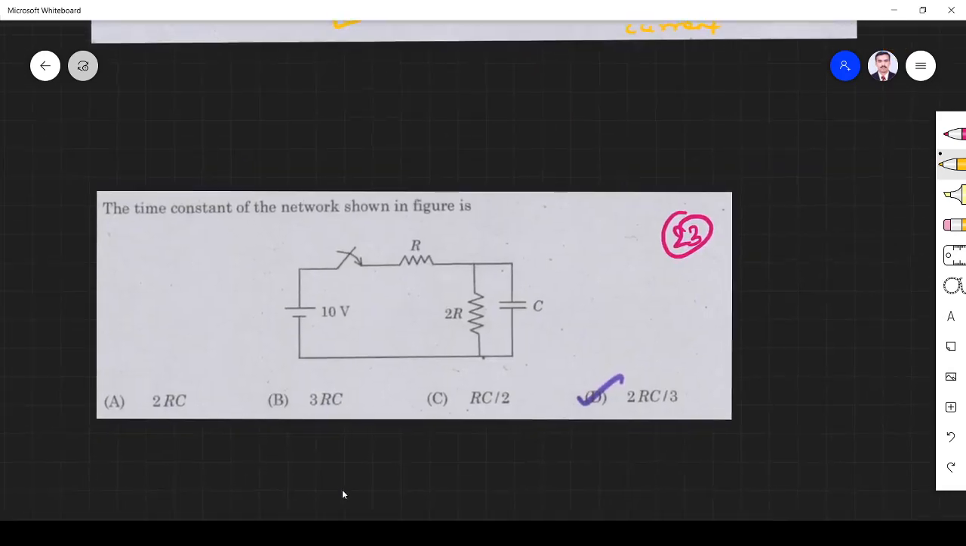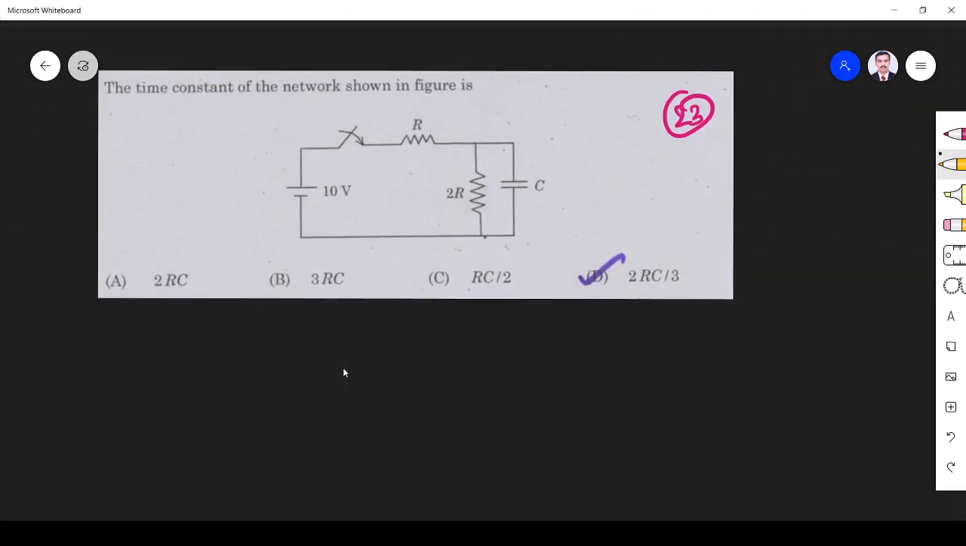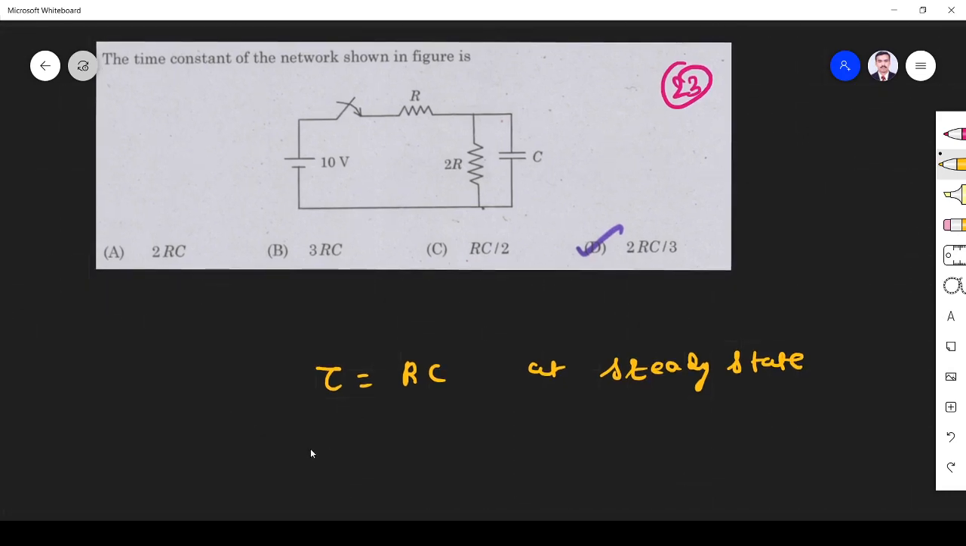Okay. Next one, the time constant of the network shown in the figure. We know it is an RC circuit. For an RC circuit, tau is equal to RC at steady state. So what are R and C? R is nothing but the Thevenin resistance. If you have more than one resistance, R is equal to R Thevenin. So I can find R Thevenin by shorting the voltage source.